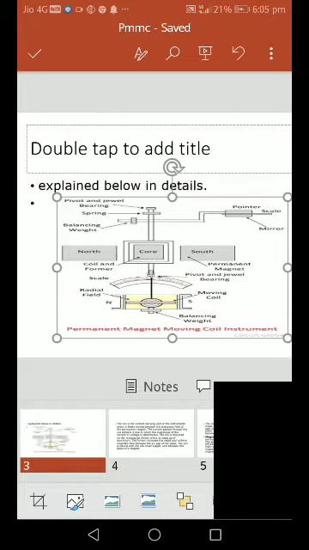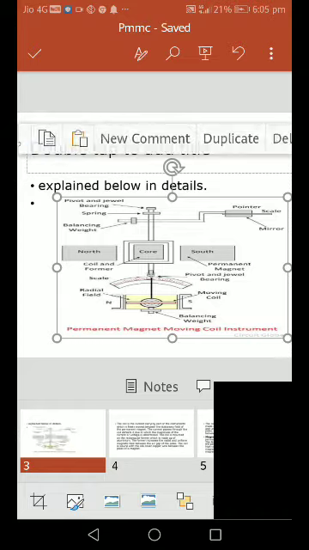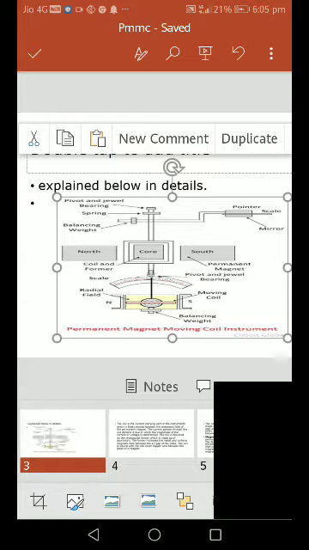This is the basic construction: the north pole and south pole, and in between them the core is a permanent magnet. This is basically the block diagram and construction of the permanent magnet.